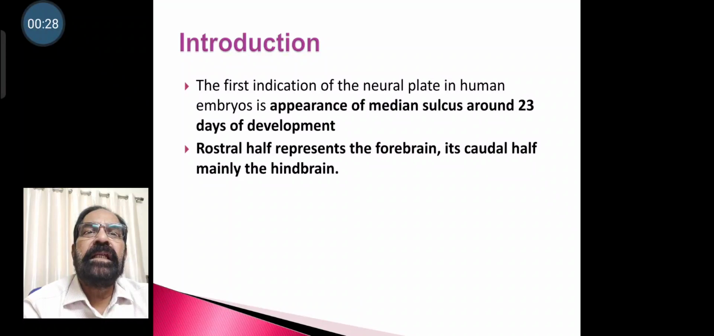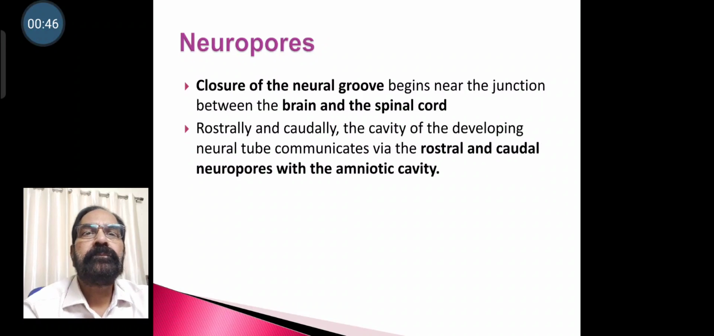The first indication of neural plate in human embryos is appearance of median sulcus, around 23 days of development. Rostral half represents the forebrain and the caudal half hindbrain. Closure of neural groove begins near the junction between the brain and spinal cord. Rostrally and caudally, the cavity of developing neural tube communicates via the rostral and caudal neuropores with the amniotic cavity.